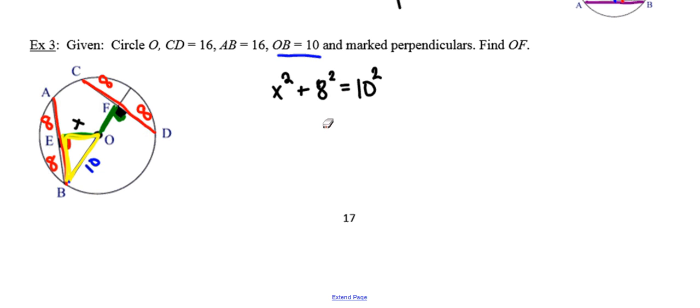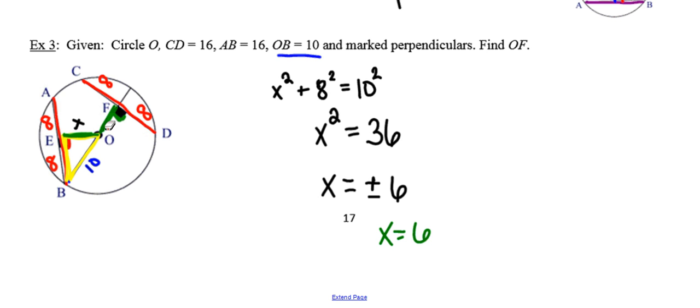I'm going to undo adding 8 squared by subtracting 8 squared from both sides. So into my calculator, I'm going to type 10 squared, subtract 8 squared, and my calculator tells me 36. And to undo squaring x, I'm going to take its square root, remembering that every square root has both a positive and a negative. In this case, though, x represents the length of a line segment. It can't be negative. The value of x has to be positive 6. And if O to E equals 6, O to F has to be 6 as well.